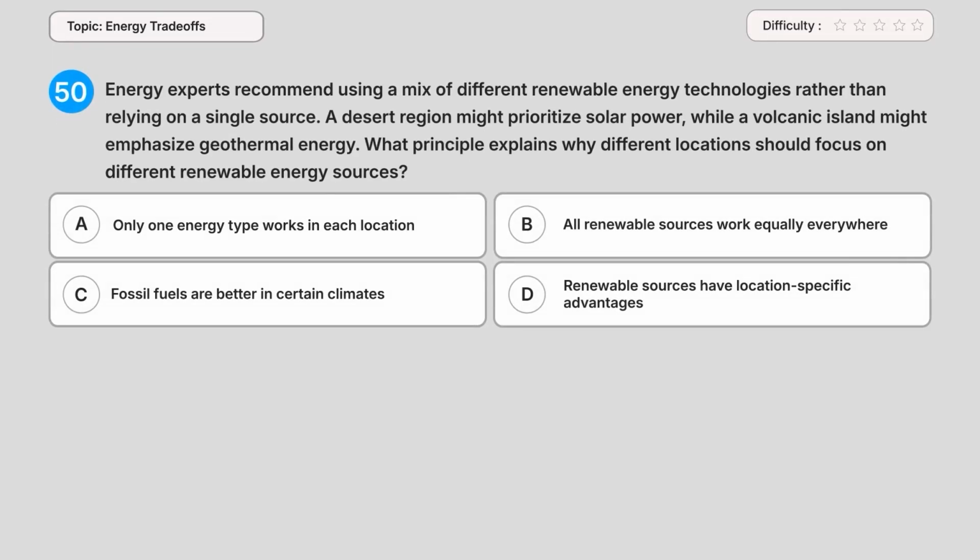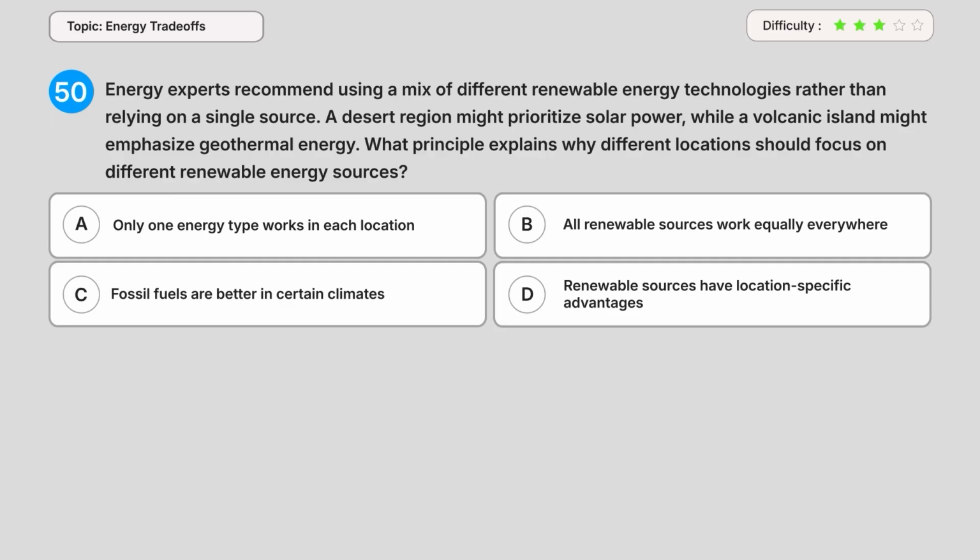50. Energy experts recommend using a mix of different renewable energy technologies rather than relying on a single source. A desert region might prioritize solar power, while a volcanic island might emphasize geothermal energy. What principle explains why different locations should focus on different renewable energy sources?